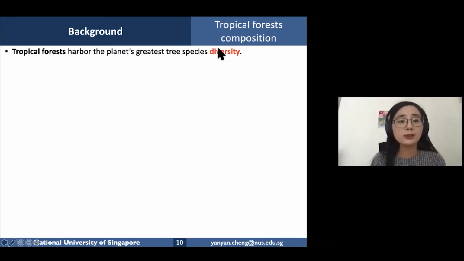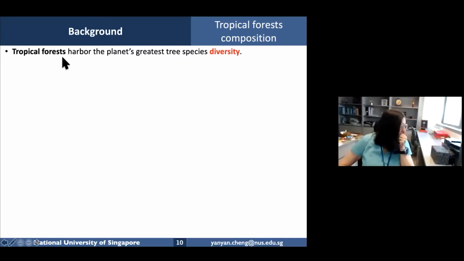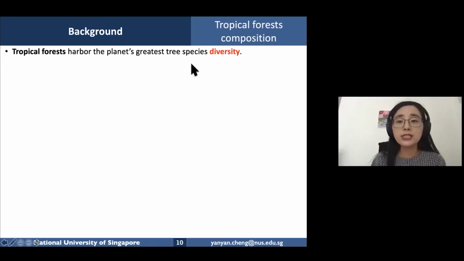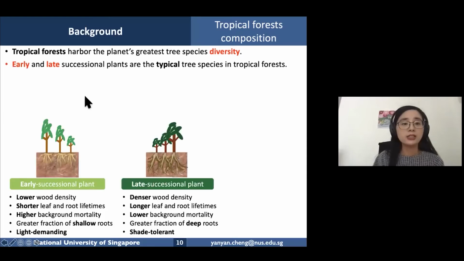And when I mention the poor representation of the tropical forest in the Earth system models, here I would like to give you an example on tropical forest composition and its representation in the Earth system model. The tropical forest has the greatest tree species diversity. For example, the early and the late successional plants are the typical tree species in the tropical forest. Here I show two figures with the early and the late successional plants.